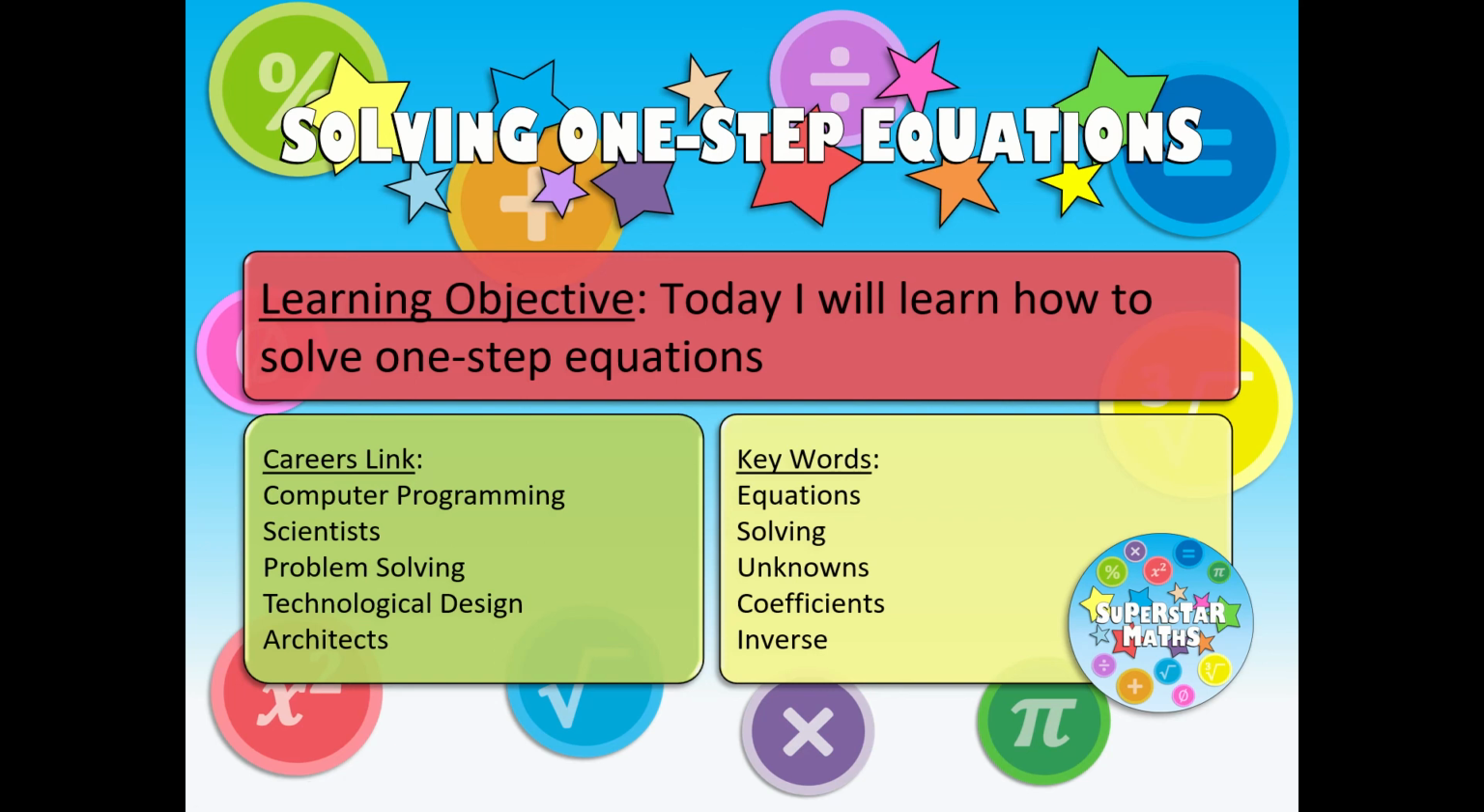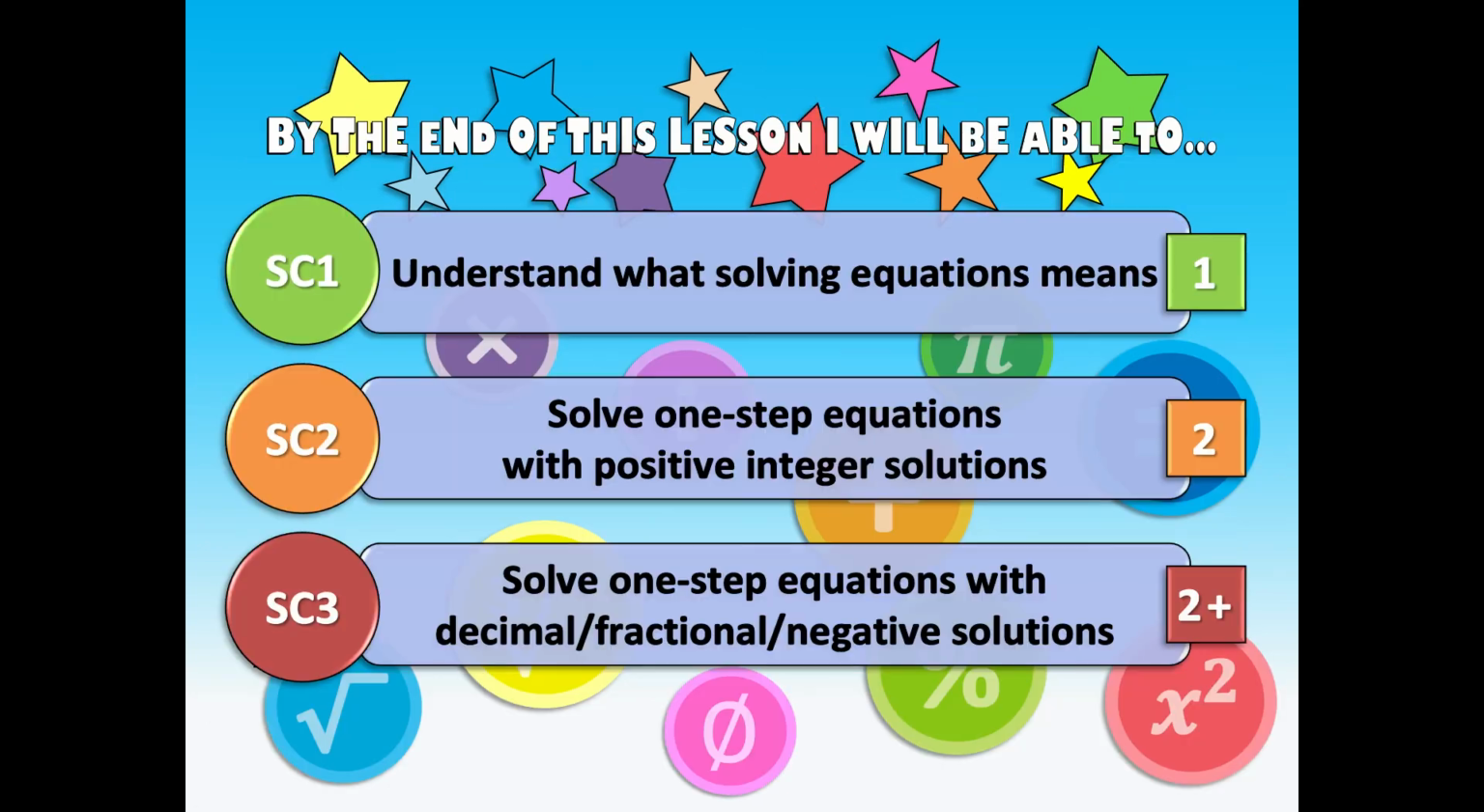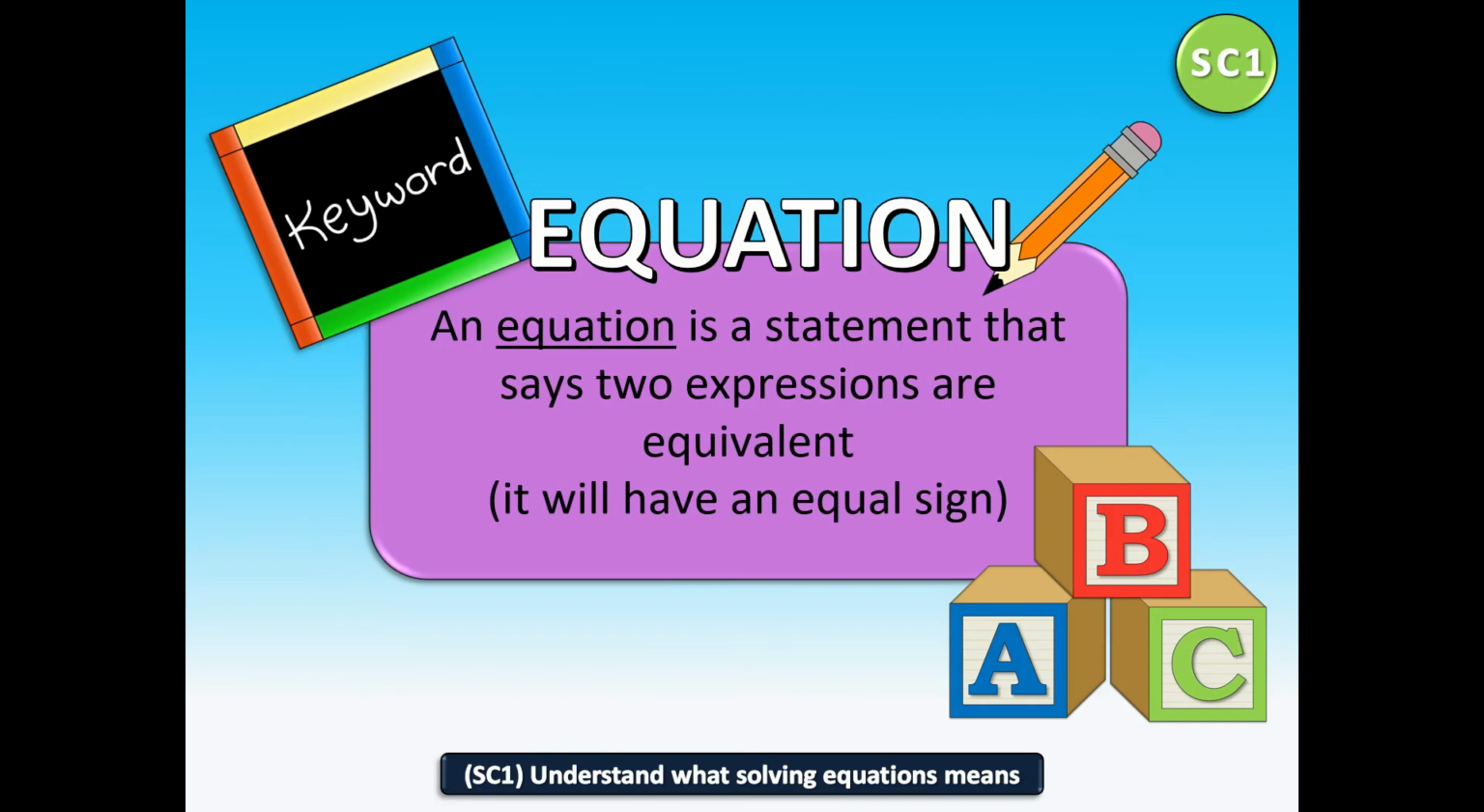Hi guys, welcome back. Today we are going to learn to solve one-step equations. We've got 3 success criteria, and the first one is to understand what solving equations actually means. So an equation is a statement that says two expressions are equivalent, and it should always have an equal sign.